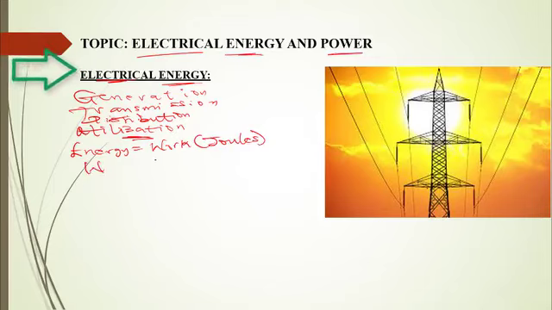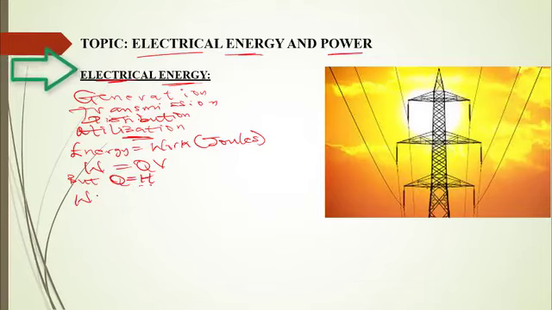So electrical energy, or in other words electrical work, is given by QV. Of course, we know that Q at this point means charge and V means voltage or potential difference. But we also want to remember that Q is equal to IT. In other words, electrical charge is given by the current times the time.